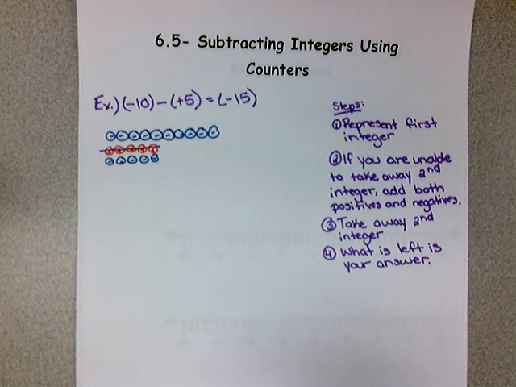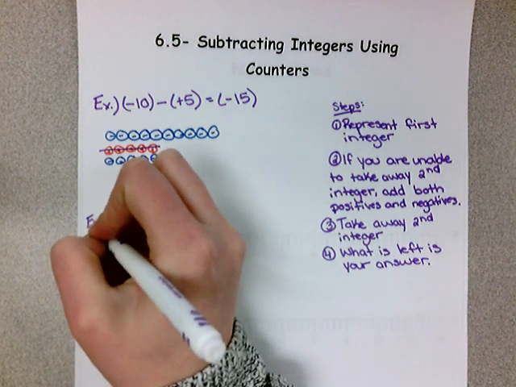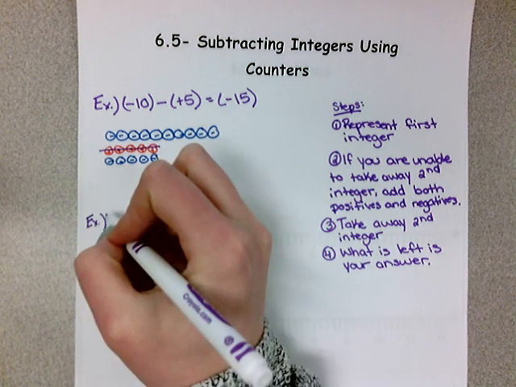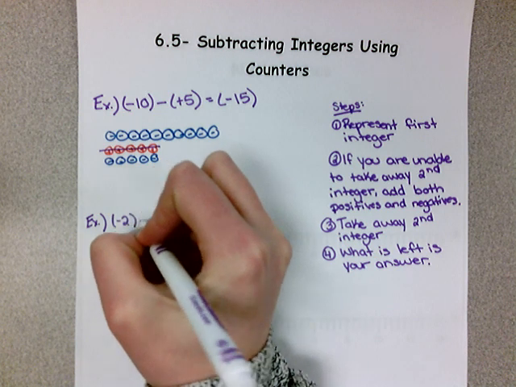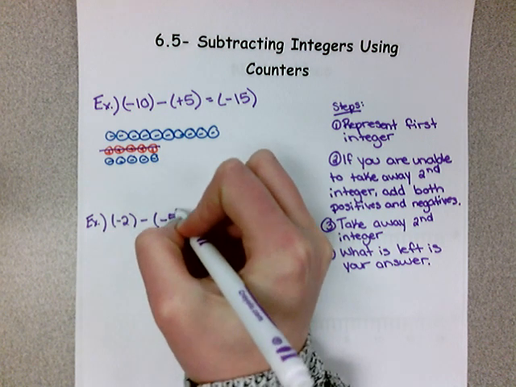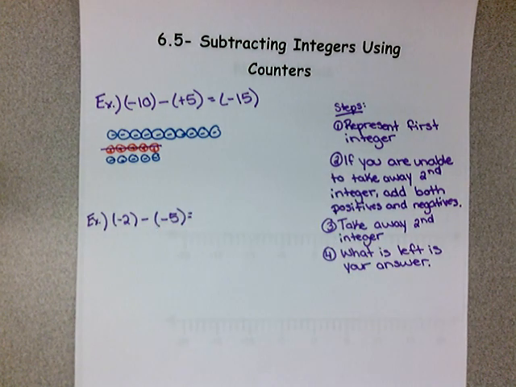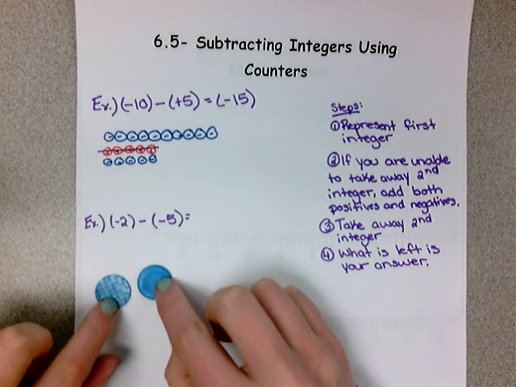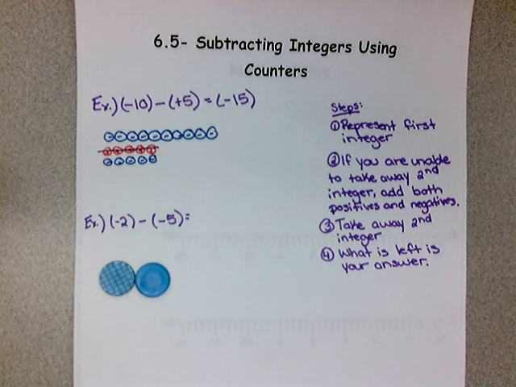So together, let's try this one. Let's try negative 2 minus negative 5. So again, this time, get out your counters. We're going to start with our first integer, so negative 2. So we have negative 2 counters out there. Now we need to take away negative 5. We don't have negative 5 there, though, to take away. So let's add in negative 5.